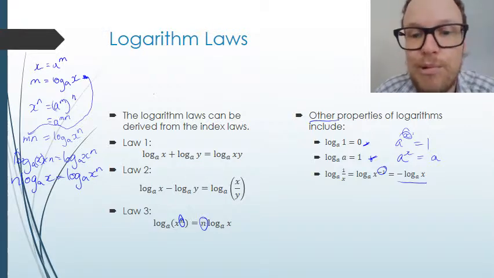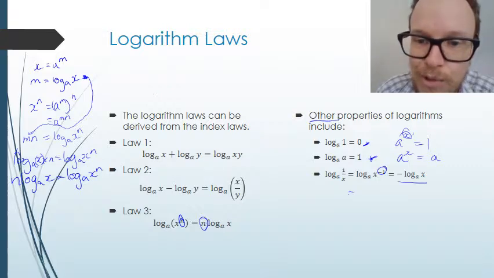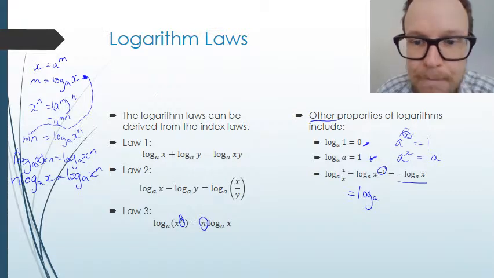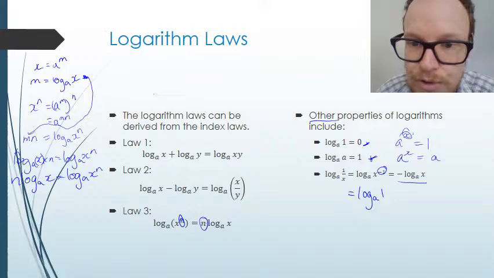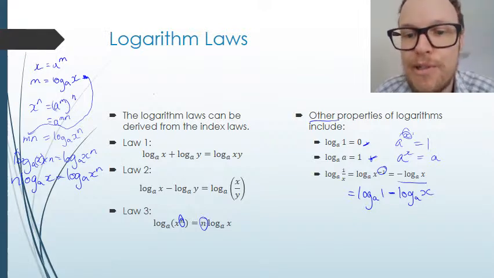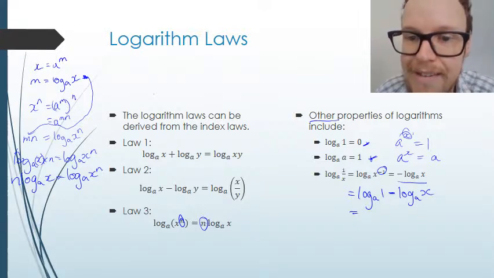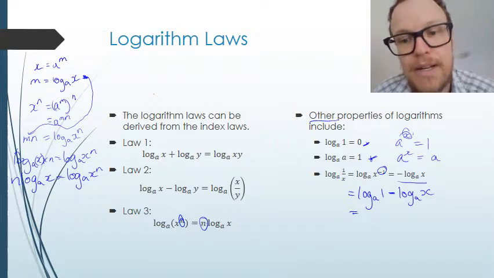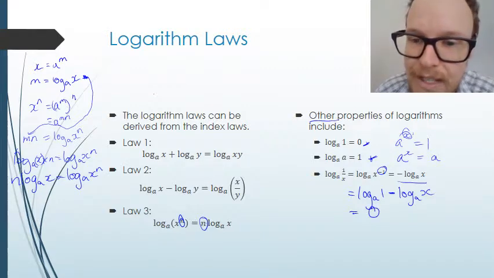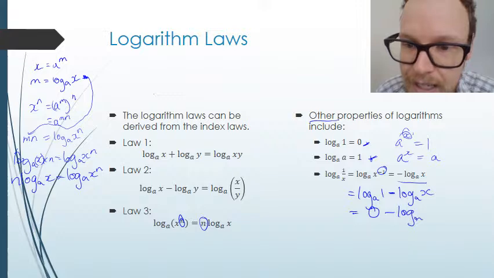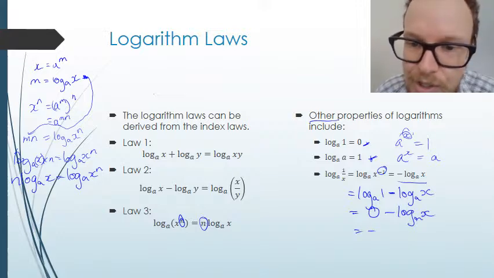We can also use log law 2. So if I use log law 2, that means this is equal to log to the base a of 1 minus log to the base a of x. Now log to the base a of 1 is equal to 0. So we've got 0 minus log a x, and we end up with just negative log a x.